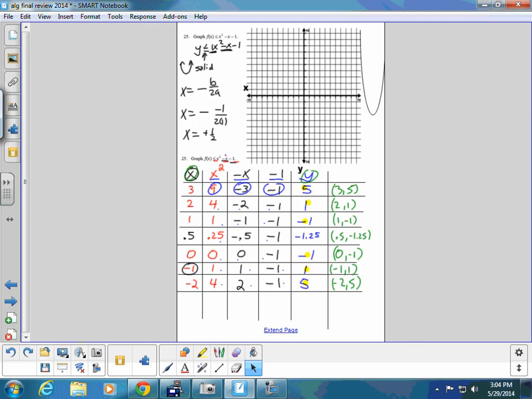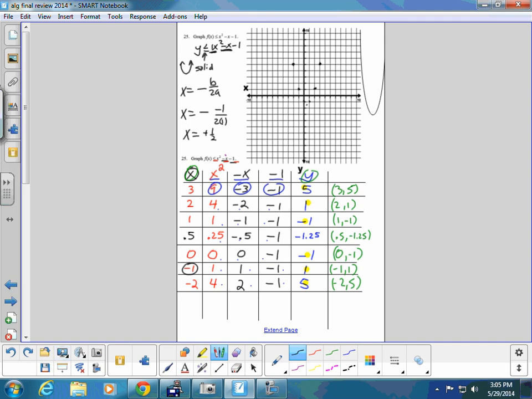So I'm going to do it on here. So 3, 5. 2, 1. 1, -1. It's a little tricky here. 0.5, -1.25 is like in here somewhere. 0, -1, sorry. -1, 1. We're coming up the other side, and -2, 5.